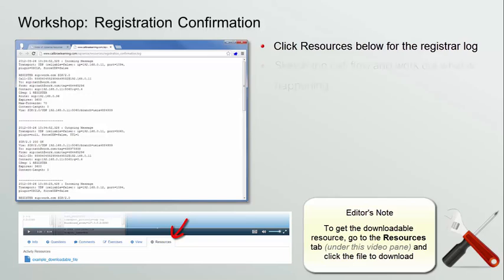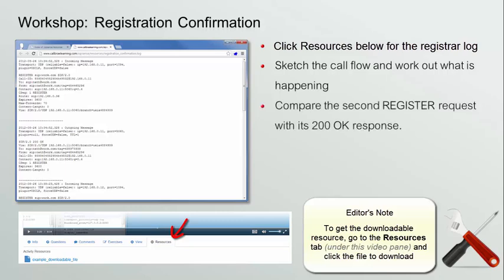Now, as you go through, sketch out the call flow and build up a picture in your mind about what's happening. Make a point to specifically compare the second register request with its 200 OK. Something is different from the normal register 200 OK relationships we've seen so far. Try and work out what it is.